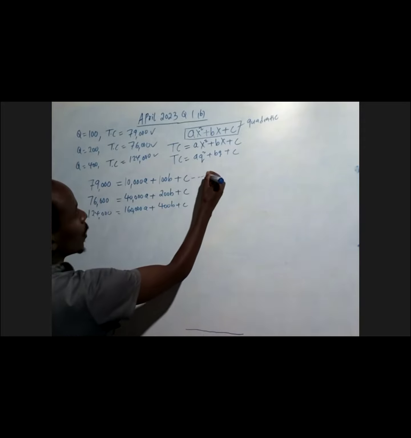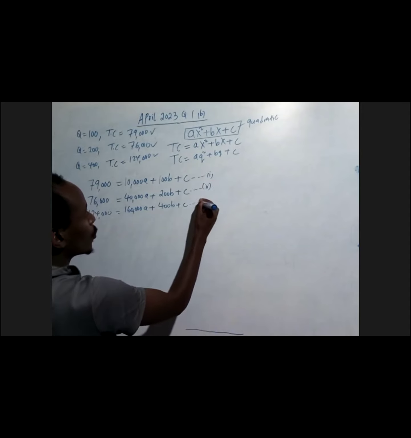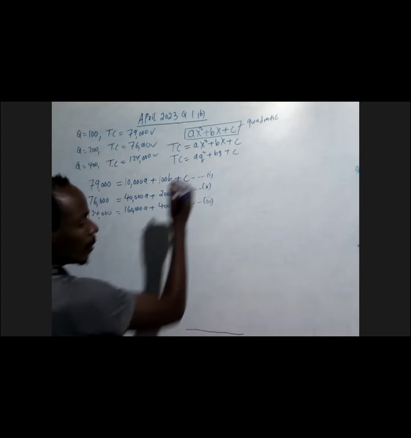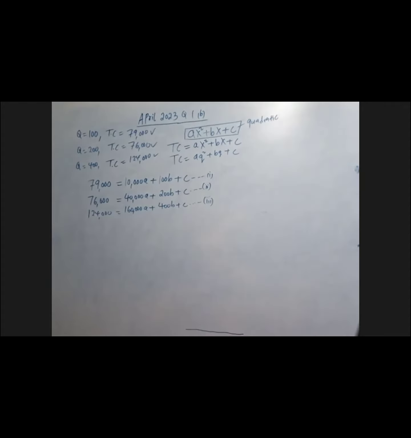So we call this one equation 1, this one equation 2, and the other one equation 3. Now solve for C. We start by solving for C.